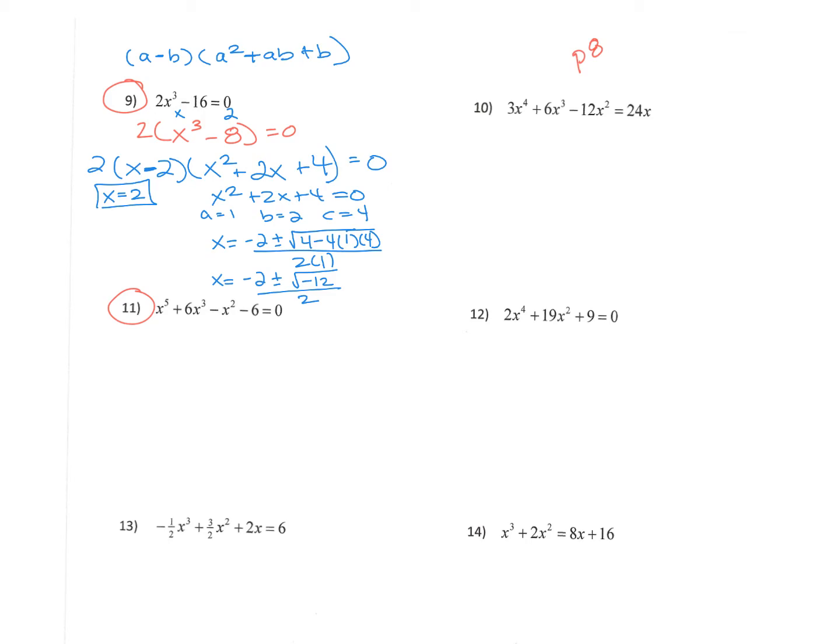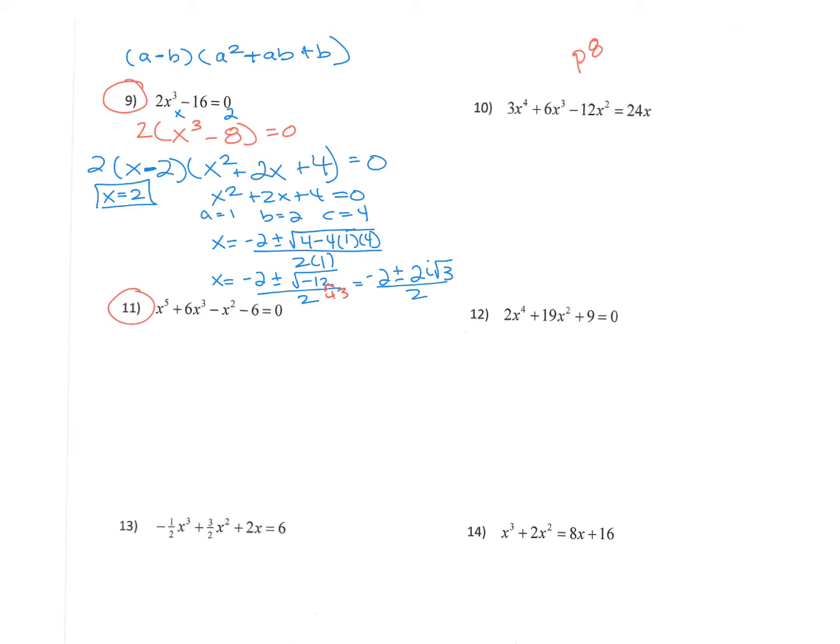So negative 12, I'm thinking about that in my head, and I'm not thinking of 2 times 6. Instead, I think of negative 12 as negative 1 times 4 times 3. I can do the square root of 4, which is 2. I can do the square root of the negative 1. It's i. So this can be simplified to negative 2 plus or minus the square root of 4 is 2, the square root of the negative 1 is i. That leaves a 3 underneath the radical.